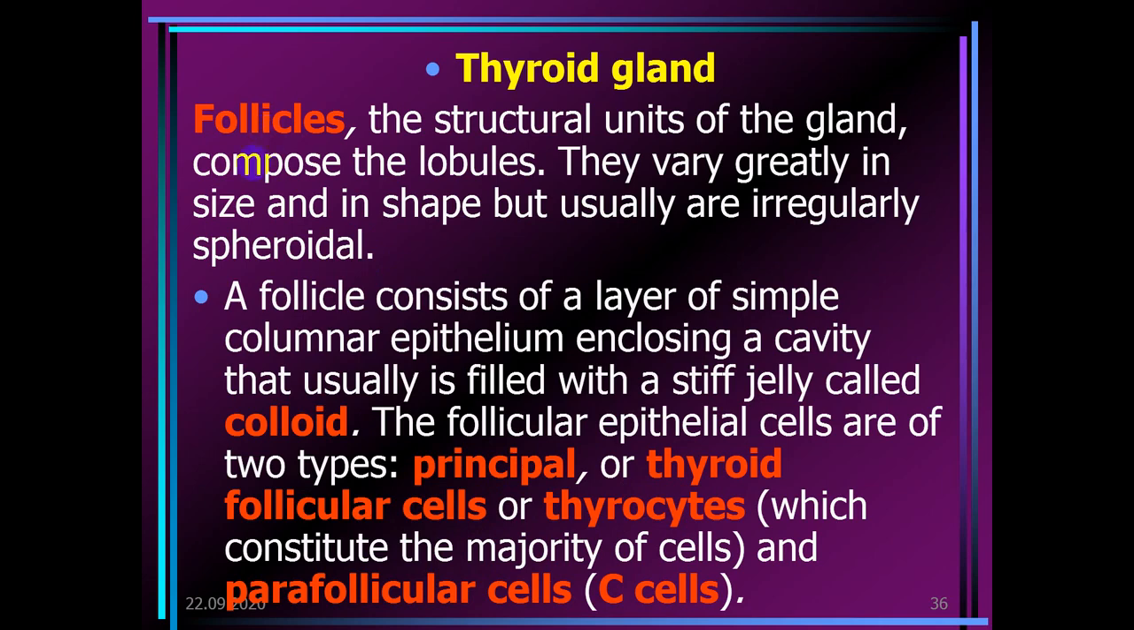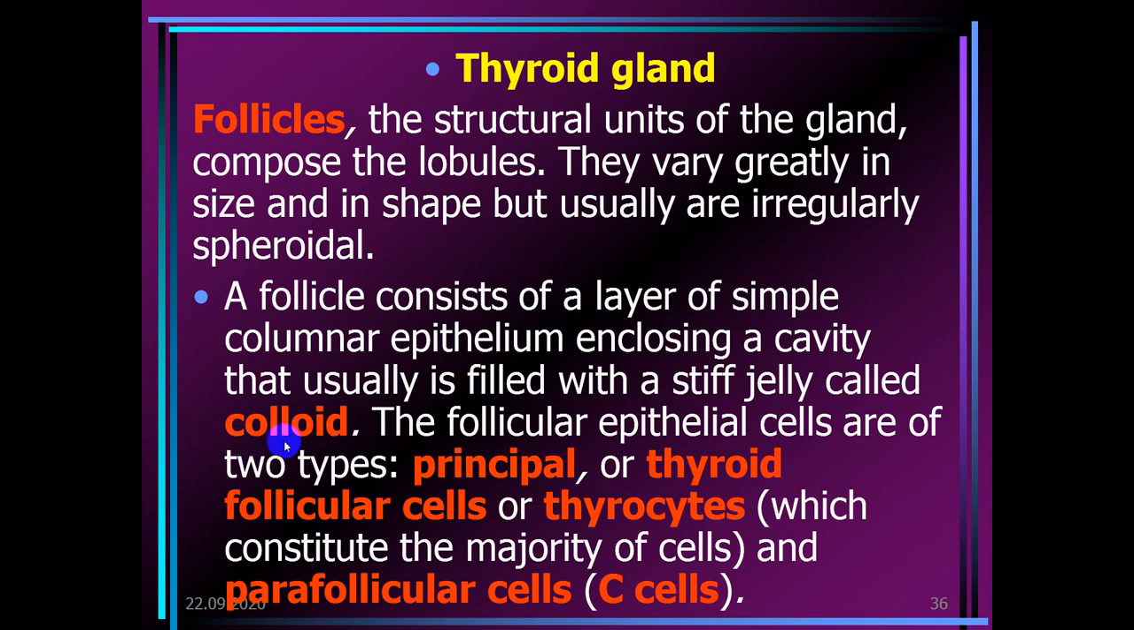Follicles are spheric or oval-shaped, sometimes irregular spheroidal structures. Their wall consists of one layer of simple epithelium which rests on the basal lamina. And this epithelium encloses a cavity that is filled by a stiff gel called colloid. You can see colloid.